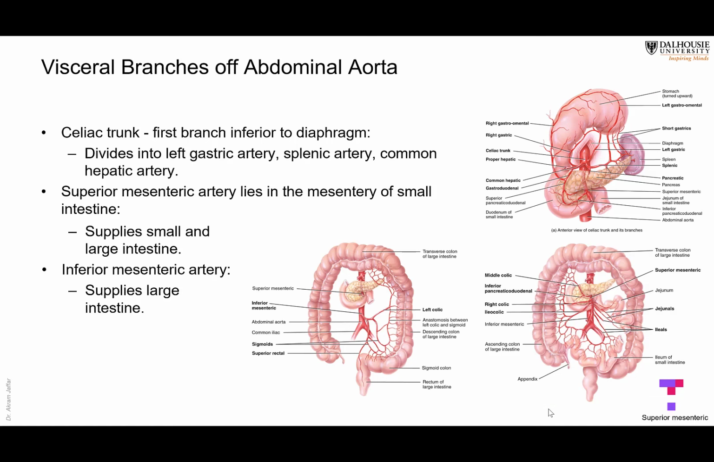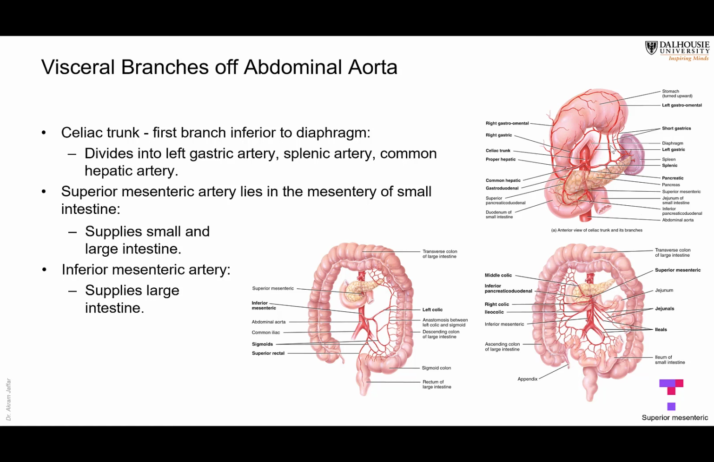Now these are again the visceral branches of the abdominal aorta. I'm showing them to you now, but we are going to also study them when we deal with the gastrointestinal tract. So we have the celiac trunk, which supplies the stomach, part of the duodenum, pancreas, spleen, and the liver.